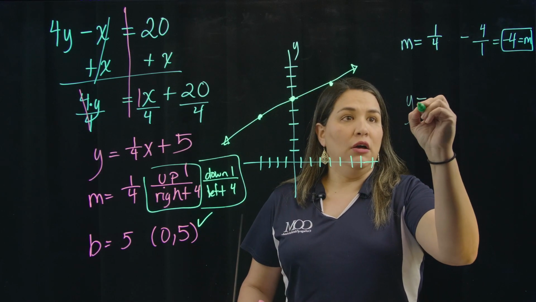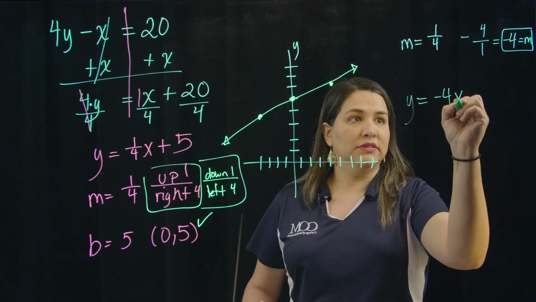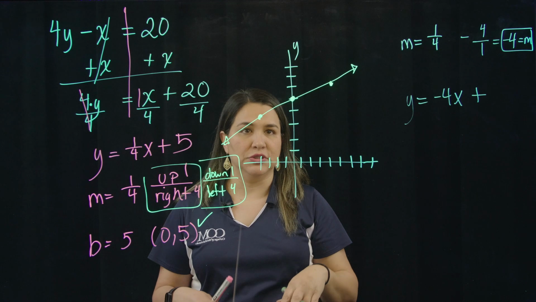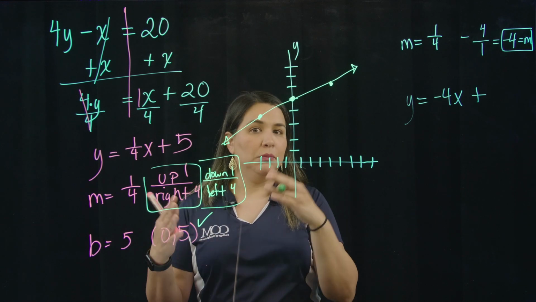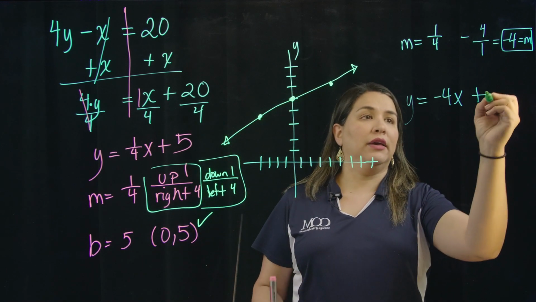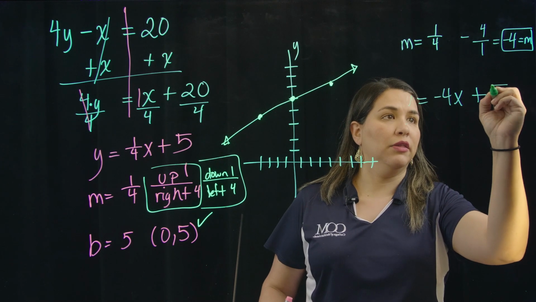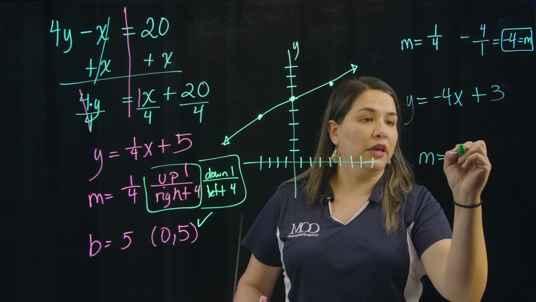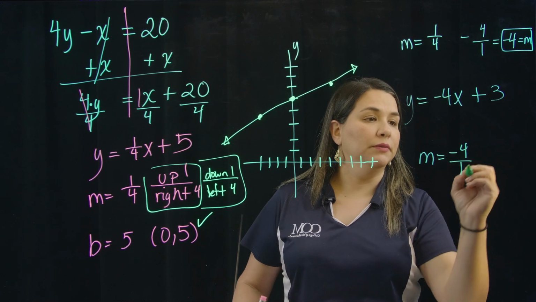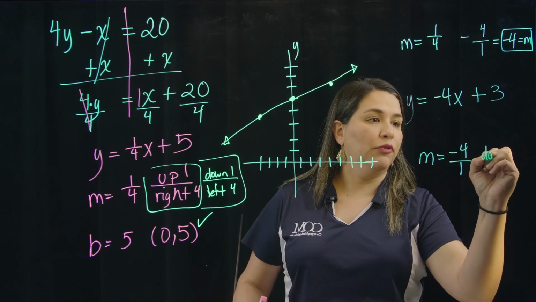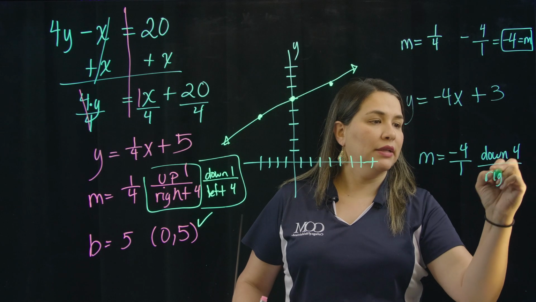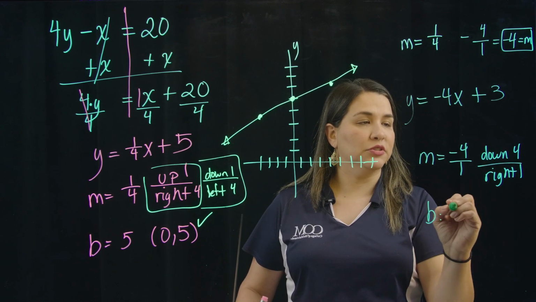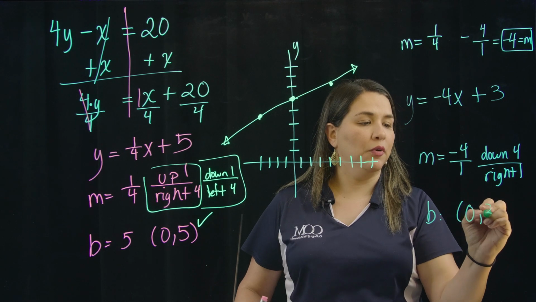Now, as long as you have the opposite slope, you could have any number for your y-intercept. That line would be perpendicular to it. So I could just stay with +3. So if my slope is a -4/1, that means down 4 and right 1 because it's a +1, and my y-intercept would be 0, 3.